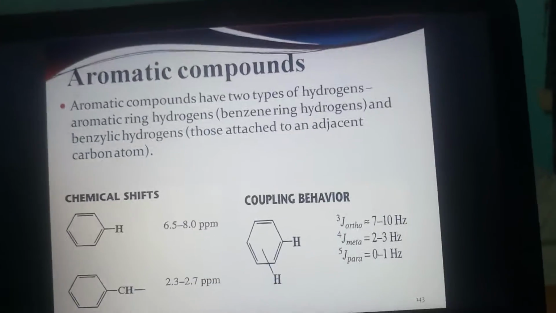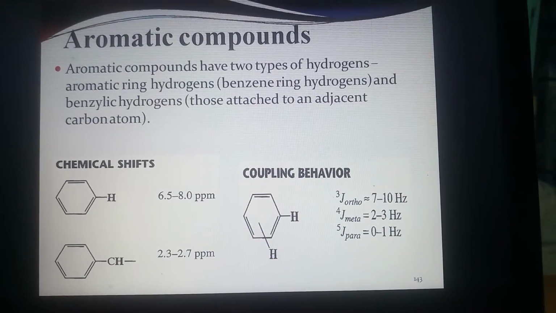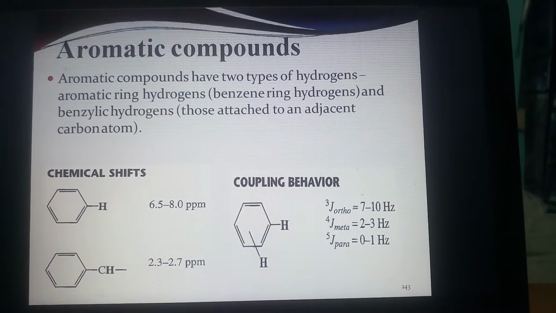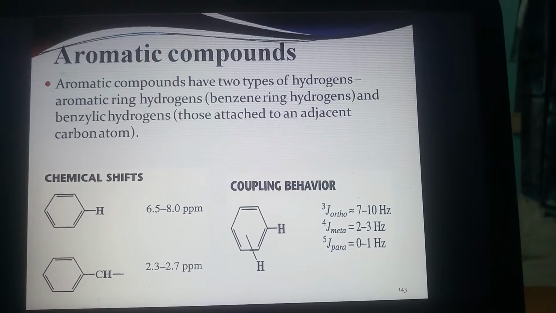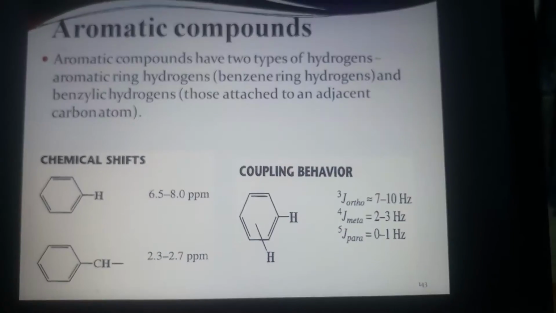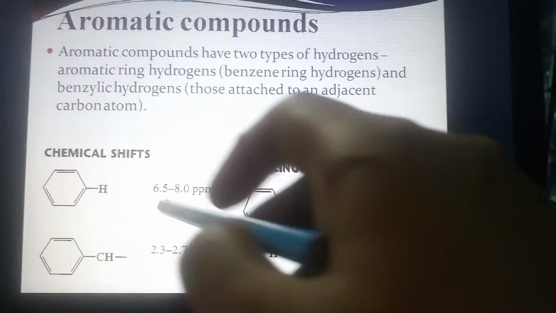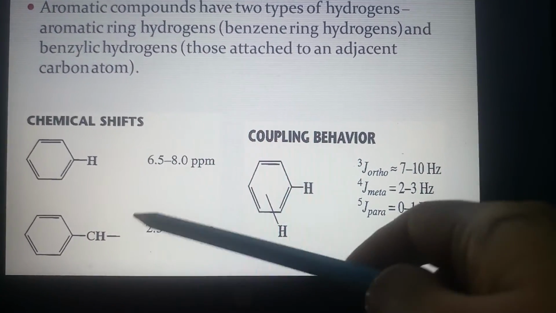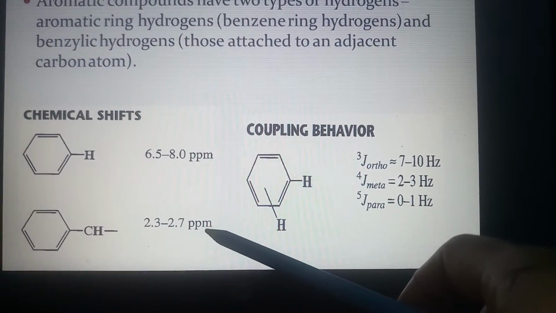Now if we consider aromatic compounds, they have two types of hydrogen: aromatic ring hydrogens, that is benzene ring hydrogens, and benzylic hydrogens, that is those attached to an adjacent carbon atom. For chemical shifts, aromatic ring hydrogens appear at 6.5 to 8 ppm, and benzylic protons appear at 2.3 to 2.7 ppm.